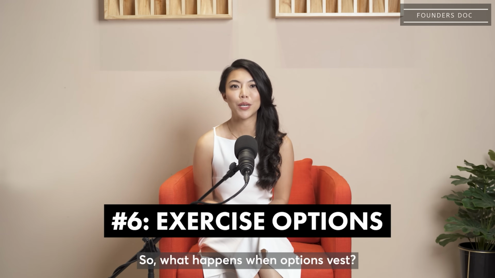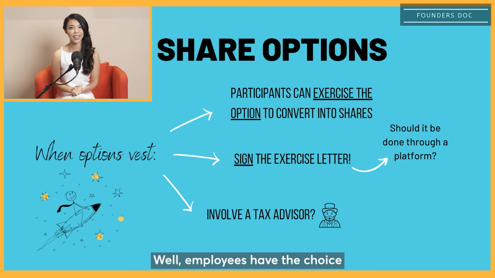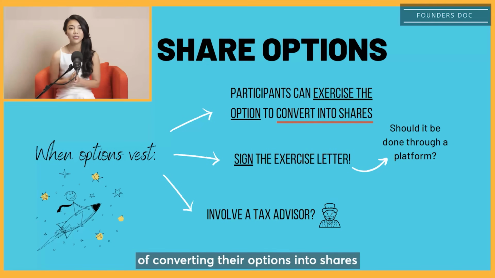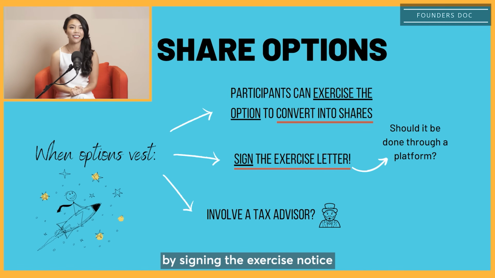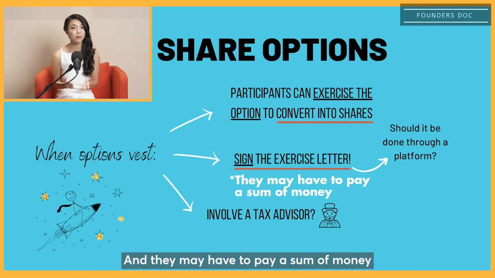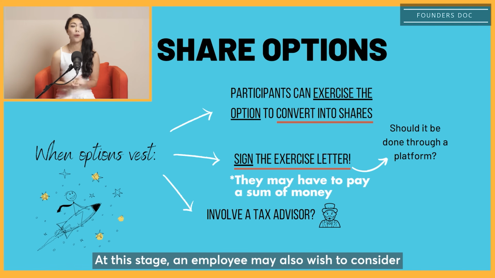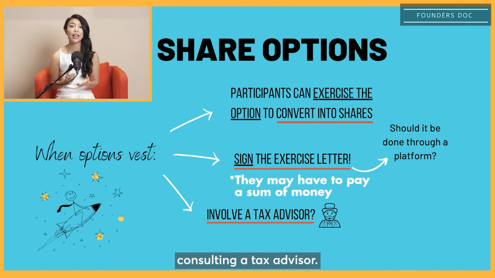So what happens when options vest? Well, employees have the choice of converting their options into shares by signing the exercise notice and submitting it to the company. And they may have to pay a sum of money in order to exercise these options. At this stage, an employee may also wish to consider consulting a tax advisor.